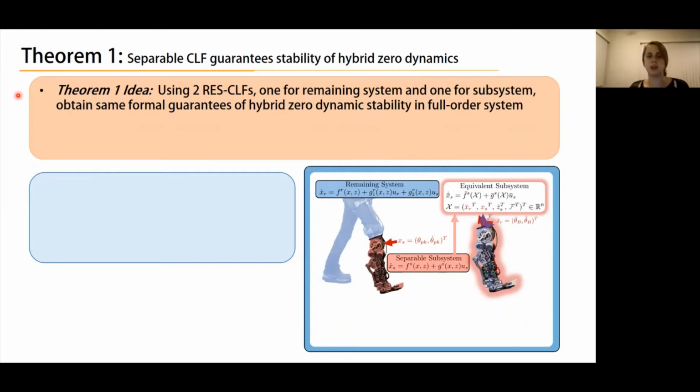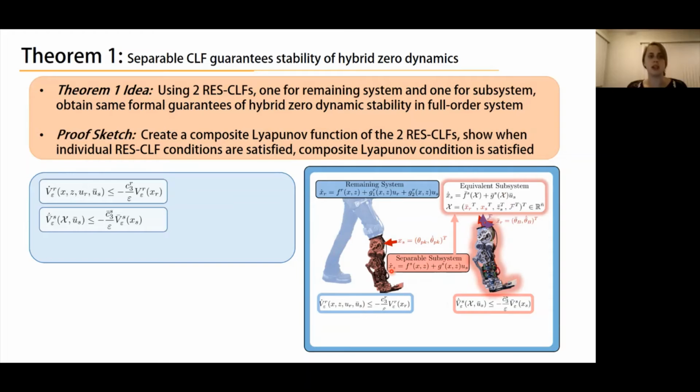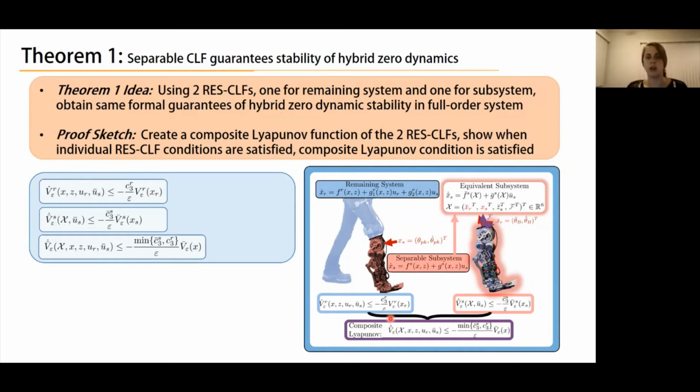Using two res CLFs, one for the remaining system, the human, and one for the subsystem, the prosthesis, we obtain the same formal guarantees of hybrid zero dynamics stability in the full order system. The basic idea of how this is proved is by creating a composite Lyapunov function of these two res CLFs and showing that when these individual conditions are satisfied, the composite Lyapunov condition is satisfied, guaranteeing stability for the whole system.